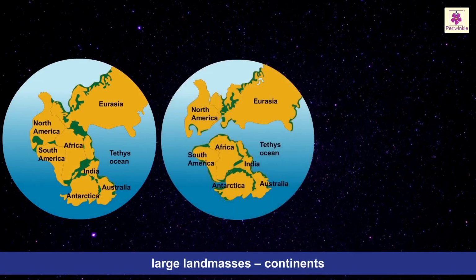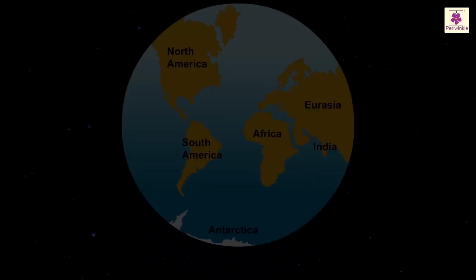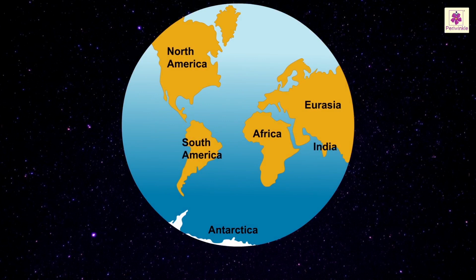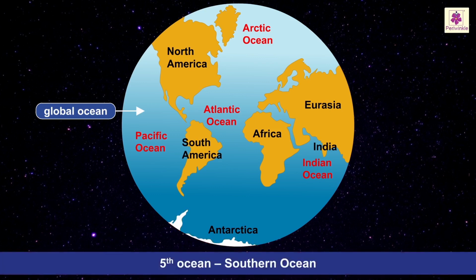Large landmasses called continents were eventually created, and these were connected by one huge global ocean. Geologists later gave different names to the global ocean using the continents' boundaries to divide the water into 4 oceans. Some geologists regard the water around Antarctica, where the oceans merge, as the 5th ocean, called the Southern Ocean.